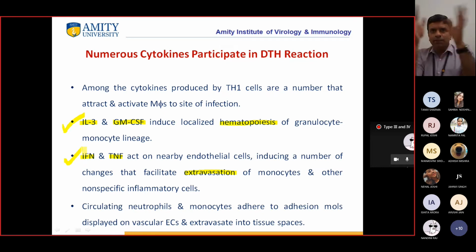So what happens when this fight is going on, when this reaction is going on? Interferon and TNF act on the endothelial cells, and they make space so that all the cells can reach that site. Okay, again, a very interesting thing. Then the circulating neutrophils जो भी वहाँ पे आएंगे, and monocytes adhere to the adhesion molecules. So adhesion molecules का level भी बढ़ जाता है, displayed on vascular endothelial cells, and the extravasation takes place. The cells start reaching that site.